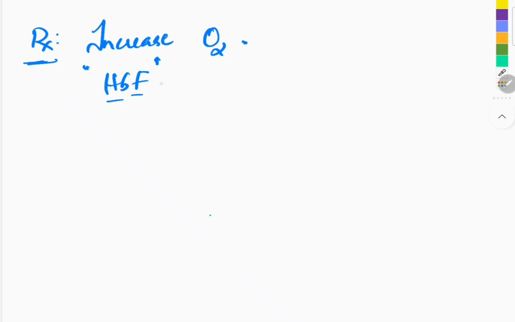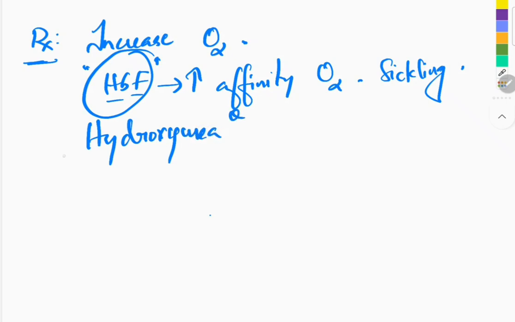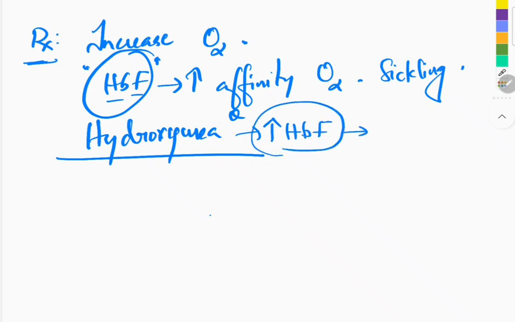Now fetal hemoglobin, I told you, has increased affinity towards oxygen, right? So it will take up all the oxygen, and when there is enough oxygen, sickling won't occur. This is the principle. So you do something to increase the HbF, that is fetal hemoglobin, of the patient, and that is by giving a drug called, important question, hydroxyurea. Hydroxyurea increases fetal hemoglobin, which has increased affinity towards oxygen, and this will reduce sickling. So basically, that's the treatment in brief for sickle cell anemia.